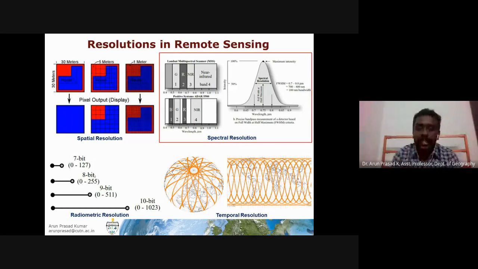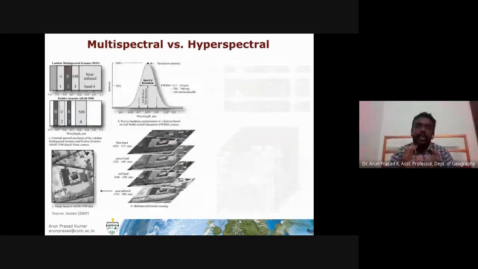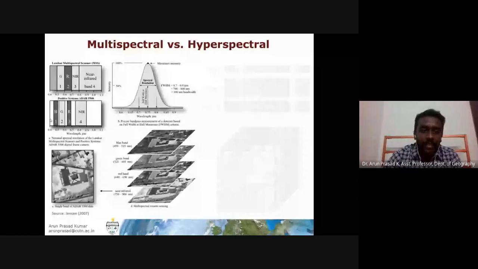So in hyperspectral remote sensing, for this presentation, we are more concerned about spectral resolution. We have classified optical remote sensing into multispectral and hyperspectral based on the spectral resolution. In multispectral, the bandwidth is larger. So this is the bandwidth. For the blue band, the bandwidth is larger.